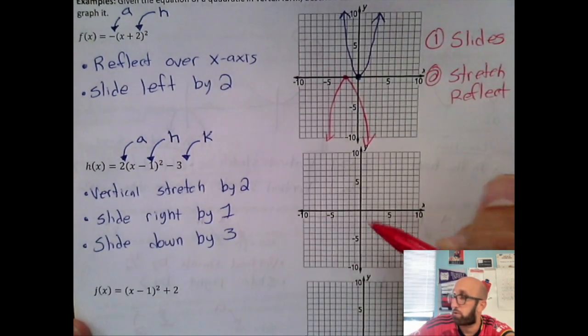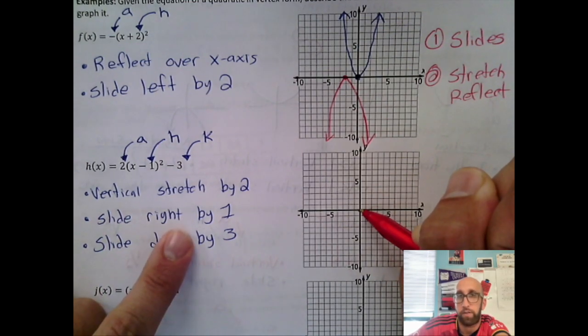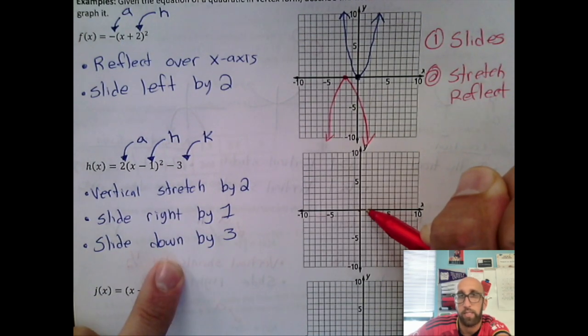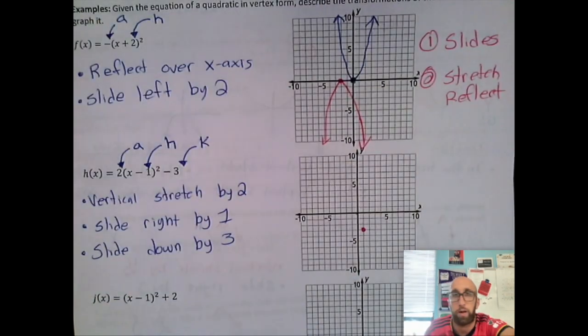So I know my original graph is going to start at 0, 0. I'm going to do my slides first. I need to go right 1, so I go right 1. And then I need to slide down 3, so I go down 1, 2, 3. And I'm going to put a point. There's where my vertex is.